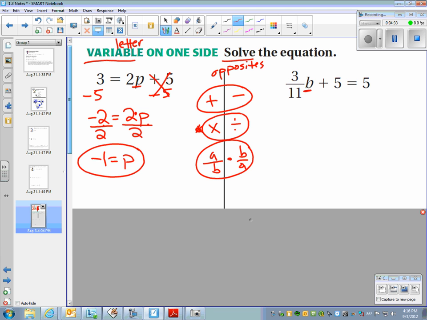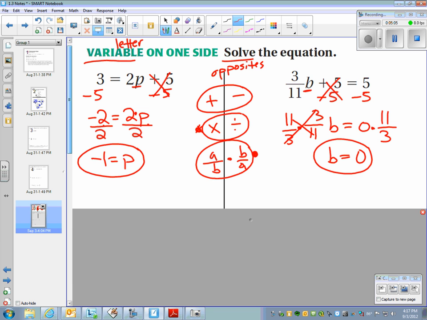Again, we want to get this b by itself. So first we've got to get rid of the plus 5. The opposite of a plus 5 is a minus 5. So 3/11 b equals 0. Remember, reciprocals are opposites. So instead of multiplying by 3/11, we multiply by 11/3. These cancel out. So our b is 0 times 11 over 3, which is 0. So that's one side: variable on one side. Pretty easy. I've been doing that since 7th, 8th grade, something like that.